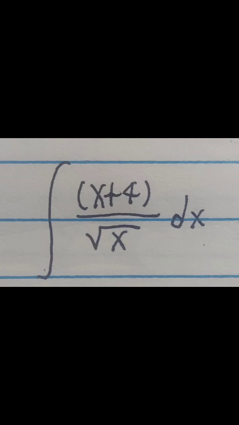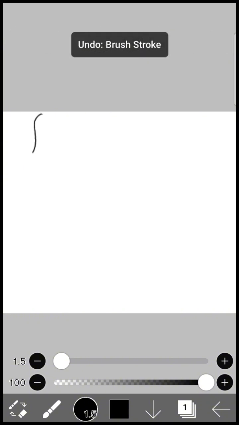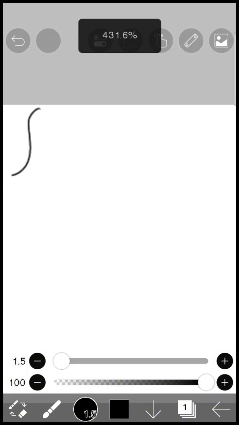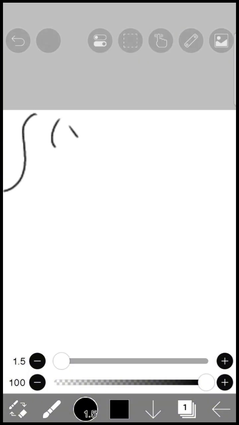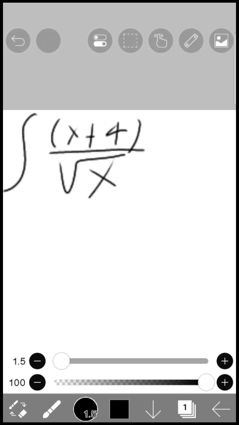Let's solve for the integral using one of the most important laws in mathematics, which is the laws of exponents. So here we are asked to find the integral of x plus 4 all over square root of x with respect to x.